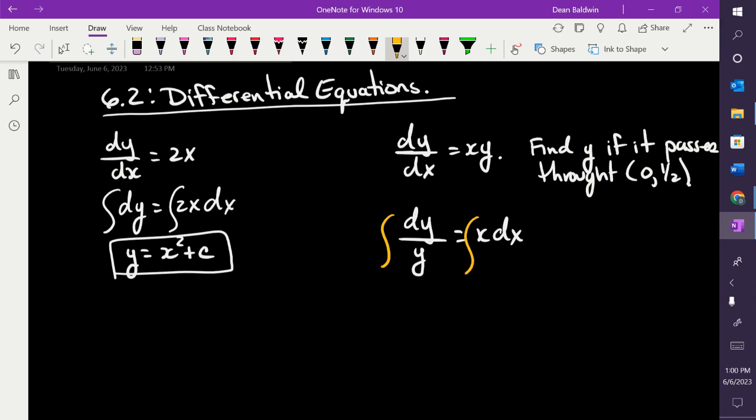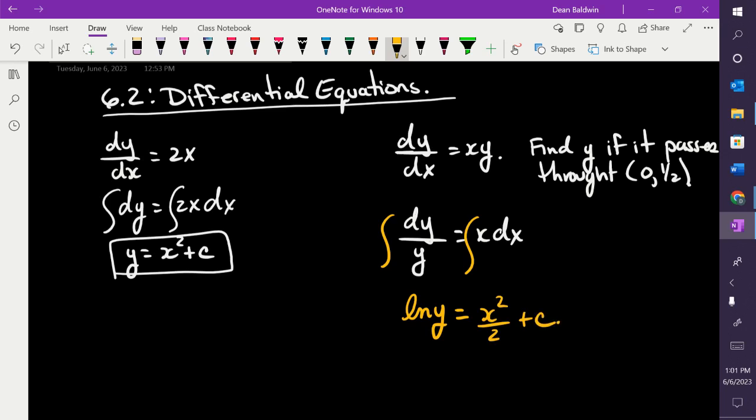So if I integrate dy over y, what is that? The way it's written is essentially y primed over y. What's the antiderivative of that? So it's the natural log of y. Right? The derivative of natural log is y primed over y, or 1 over y. What's the antiderivative of x? x squared over 2 plus c. There we go.